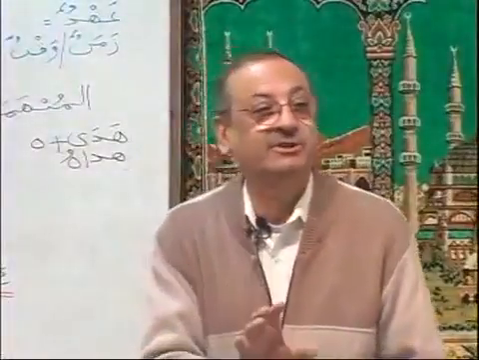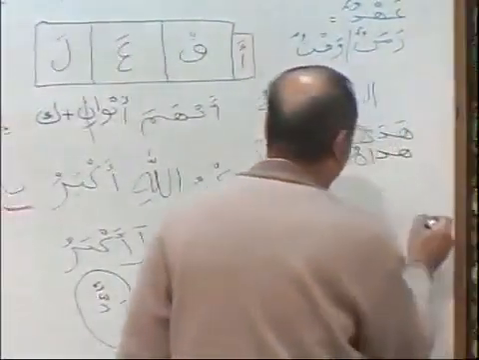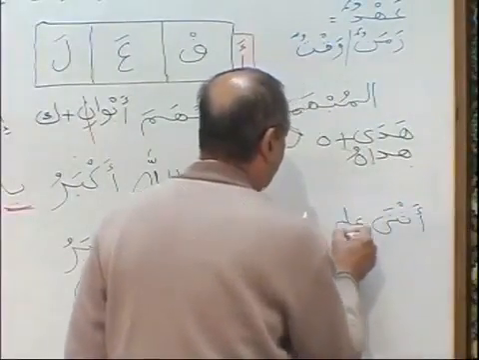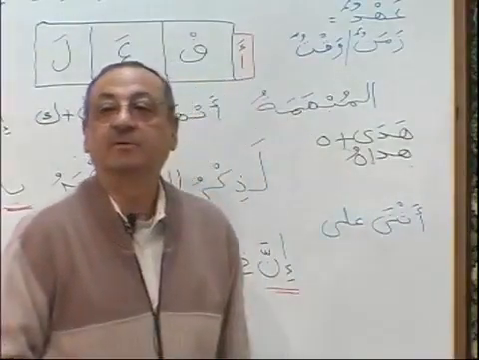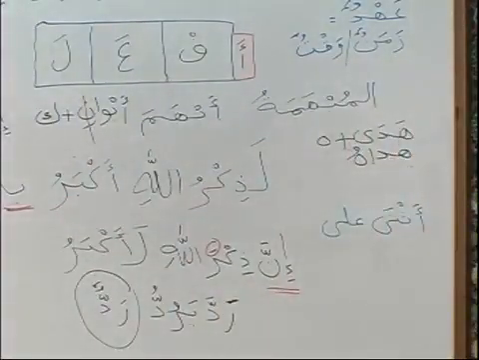Asna. Remember, after asna, ala has to come. Some of these verbs you must make a note that certain prepositions must come along with it. So what will be, brother and sister? Asna ala. Asna will become yuthni. Are you with me? So, Innal mudira yuthni alayka kathiran. He has praised you a lot. Got the idea, brothers and sisters? So where is the khabar of inna? Jumla fi'liyya, beginning with yuthni.